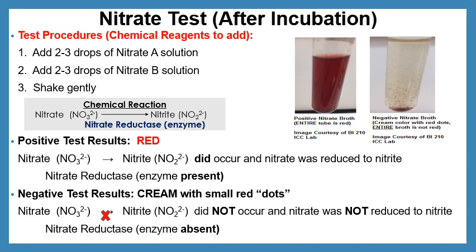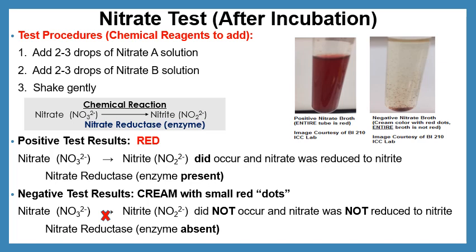The chemical reaction for the nitrate test is to reduce nitrate to nitrite. If this can occur, then the enzyme nitrate reductase is present. You can see the chemical formula, which is nitrate, NO3, is reduced to nitrite, NO2, by that enzyme nitrate reductase. A positive result will be seen if the entire test tube is red. This indicates that nitrate has been reduced to nitrite and the enzyme nitrate reductase is present in that particular bacterium.